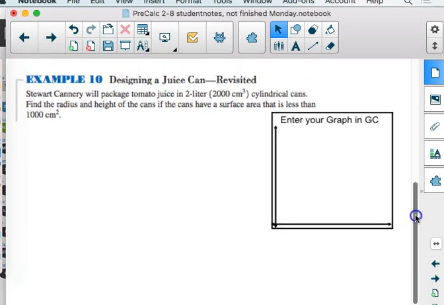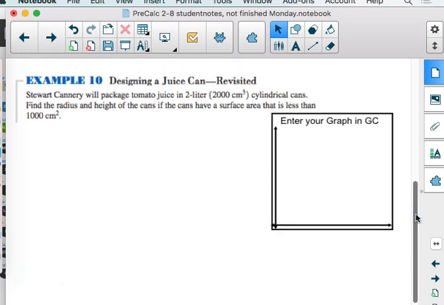And the juice can, the tomato juice. So, this example says, designing a juice can revisited. Stewart Cannery will package that tomato juice in the 2-liter, and remember it was really important that we knew that was 2,000 cubic centimeters cylindrical cans. Find the radius and height of the cans if the cans have a surface area that is less than 1,000 square centimeters.